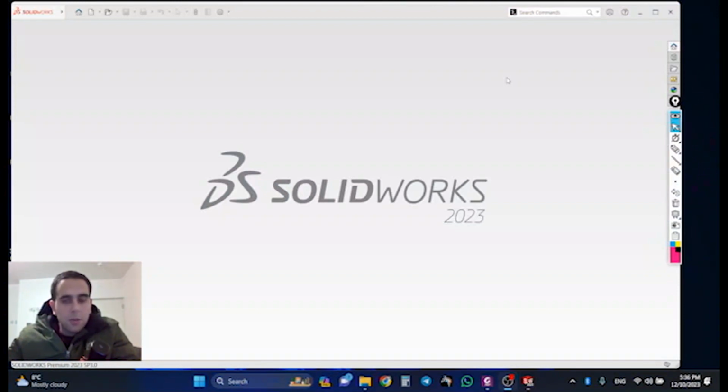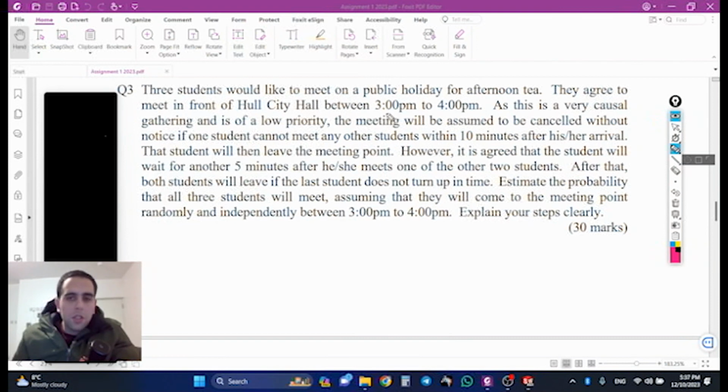We're going to solve a statistical problem using Solidworks. Two students are meeting each other between the hours of 3 and 4. Each of these students waits 10 minutes for another student, and when two of them meet each other, they wait 5 minutes for the third person to arrive. So what is the probability that all three students will meet?